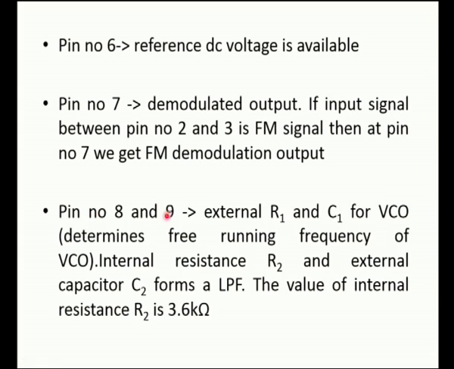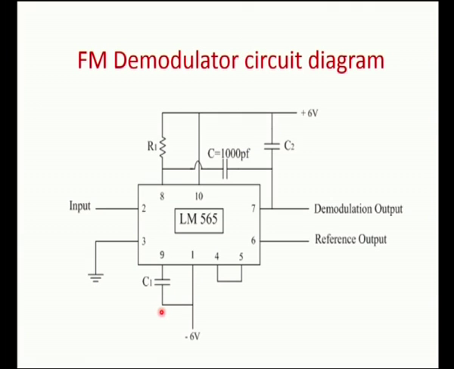Pin number 8 and pin number 9 are used for connecting an external resistor R1 and capacitor C1 to determine the free running frequency of the voltage controlled oscillator. The internal resistance R2 and the external capacitor C2 form the low pass filter circuit so that the higher frequencies are removed. The value of the internal resistance R2 is fixed at 3.6 kilo ohms. We can plan what the value of C2 should be in order to determine the low pass filter cutoff frequency. This is the demodulation circuit diagram for LM565.